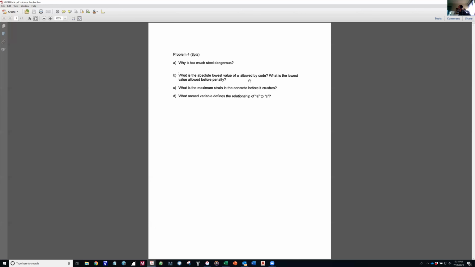But remember, between 0.004 and 0.005, you have a pretty strict penalty that you have to calculate. There's a reduction of phi, so you have to calculate phi between 0.004 and 0.005. If epsilon sub t is greater than 0.005, there's no penalty, phi is equal to 0.9. If epsilon t is lower than 0.004, the beam doesn't work. You can't do it. It doesn't matter what phi is, you're not allowed to do it. You have to redesign the beam. Okay, all right, but that's a good question.